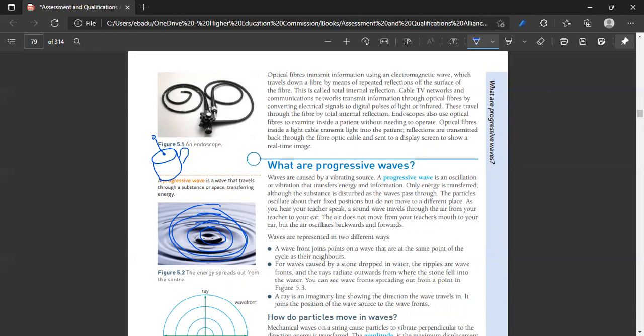In the book, they've described a progressive wave as an oscillation or vibration that transfers energy. So the progressive wave is basically what they've defined as a wave.